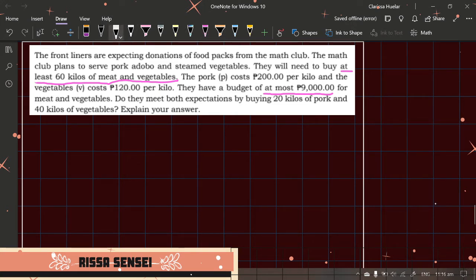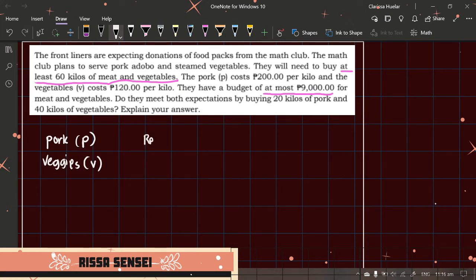Let's start with the variable. So ang variable natin dalawa, variables, plural. So meron tayong variable for the kilo of pork, which is P, and vegetable. So it's veggies. Lagyan na natin V. Okay? Kapag kinombine natin yung kilos ng pork at kilos ng veggies, hindi dapat yun bababa sa 60 kilos. Okay? So how do we represent that?